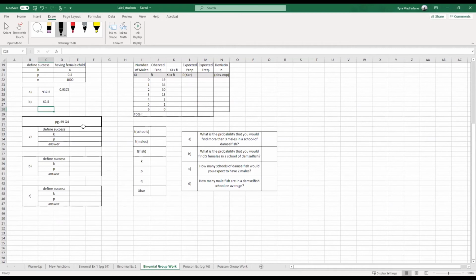For page 69, question 4. In a large population of starfish, orange individuals are 3 times more numerous than purple individuals. That means that we have a 3-to-1 ratio of orange to purple starfish, which means that, let's say we had a group of 100 starfish, a 3-to-1 ratio really just breaks down to 75% orange and 25% purple.